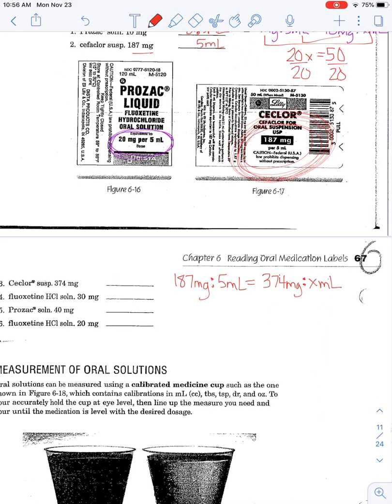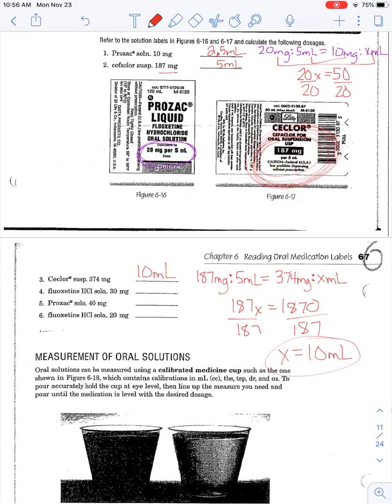So we multiply the insides and the outsides, and we're going to get 187x and 1870. Divide both sides by 187, and we're going to get that we're going to give 10 milliliters of solution, so that our patient will get the 374 milligrams that was ordered for them.